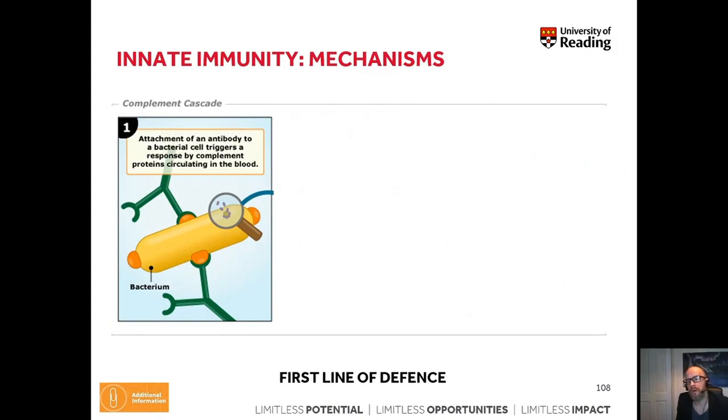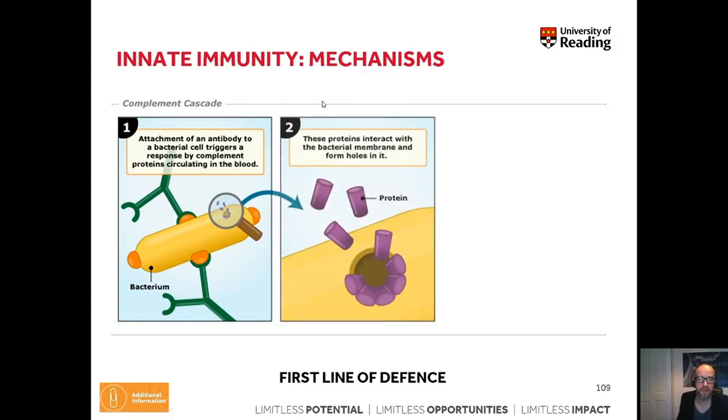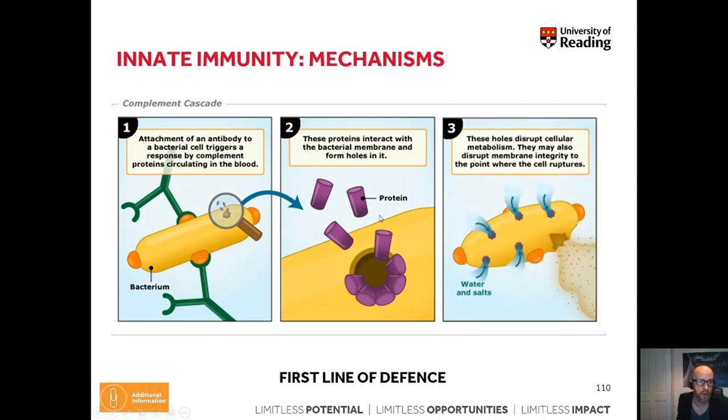If we now look a bit closer at the complement cascade, we will notice that attachment of an antibody to a bacterial cell triggers a response by complement proteins circulating in the blood. So those proteins complement antibodies that have already bound to the microbes. Those proteins interact with the bacterial membrane and form holes in it. Formation of those holes disrupts cellular metabolism of bacteria, and in addition to this, complement proteins may also disrupt membrane integrity to the point where the whole bacterial cell ruptures.